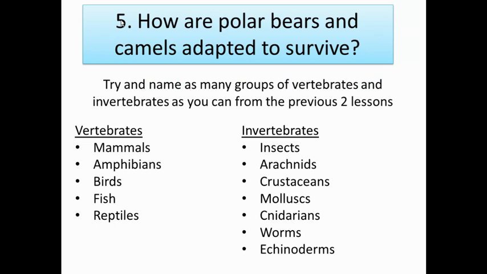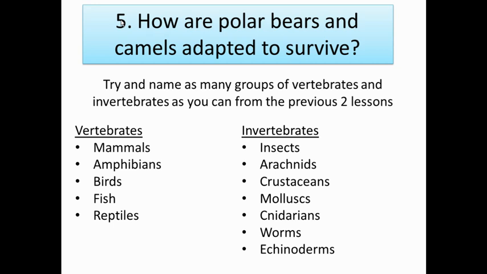So for vertebrates, there were 5 different groups, okay? We had mammals, amphibians, birds, fish, and reptiles. And then last lesson, we talked about 7 groups of invertebrates. So insects, arachnids, crustaceans, mollusks, cnidarians, worms, and echinoderms, okay?